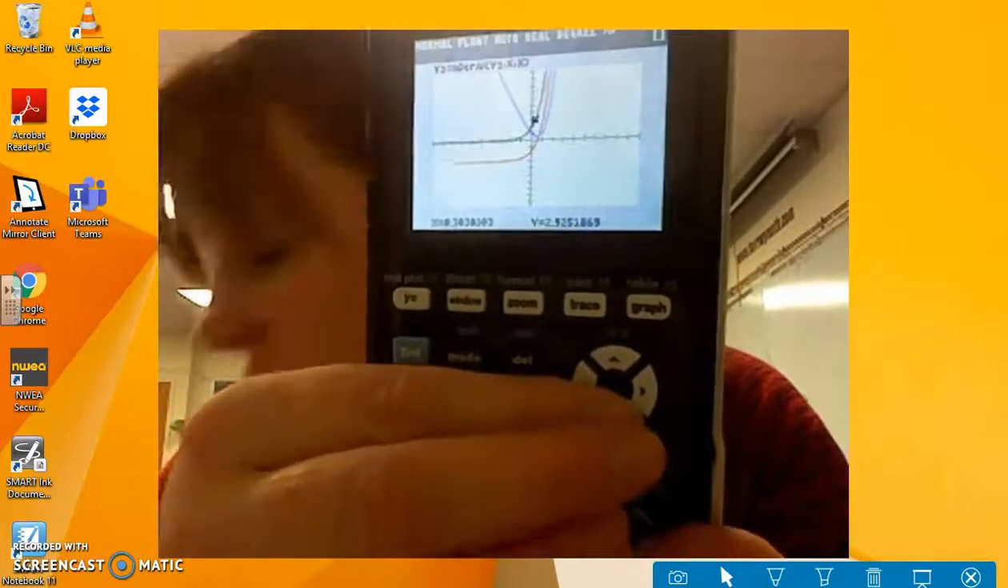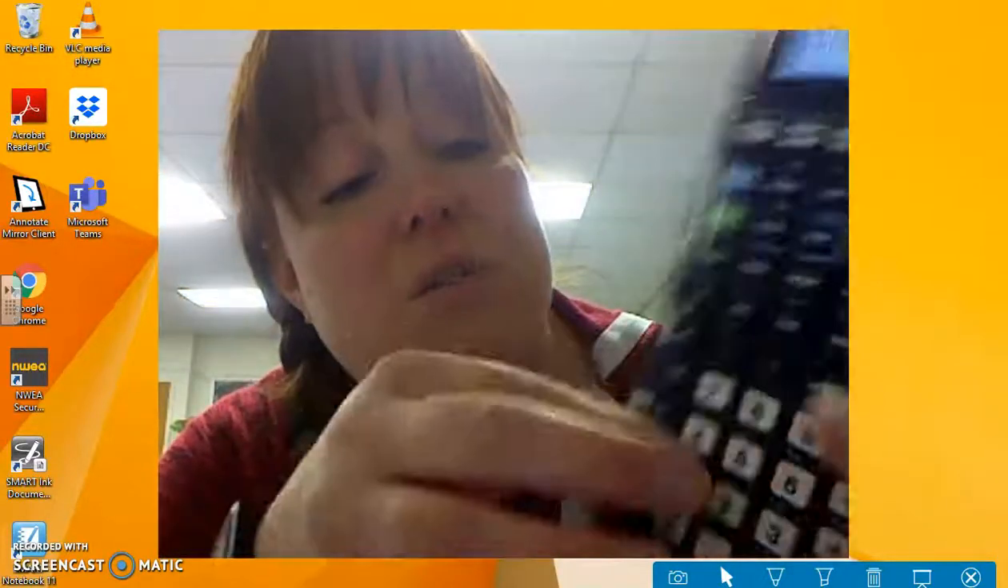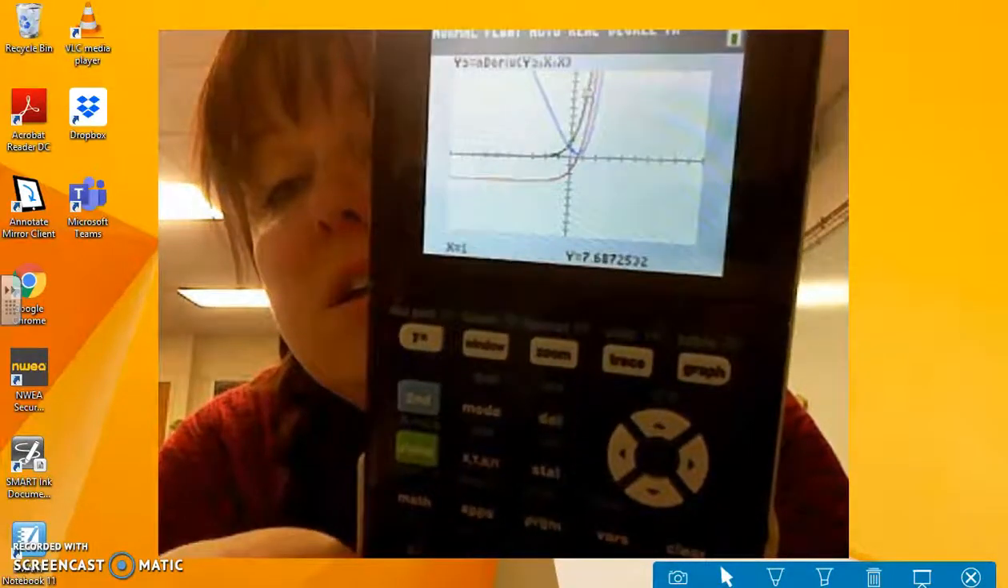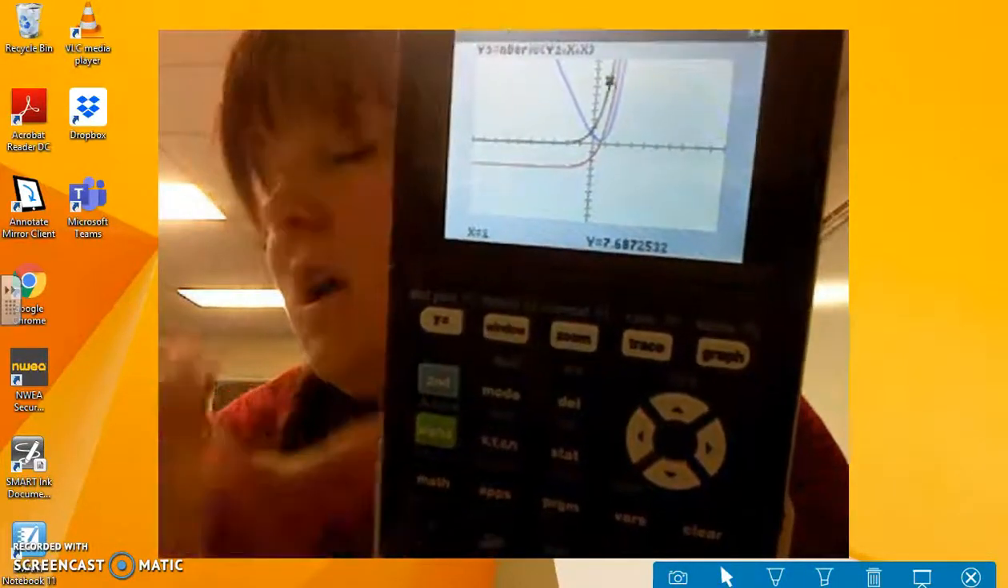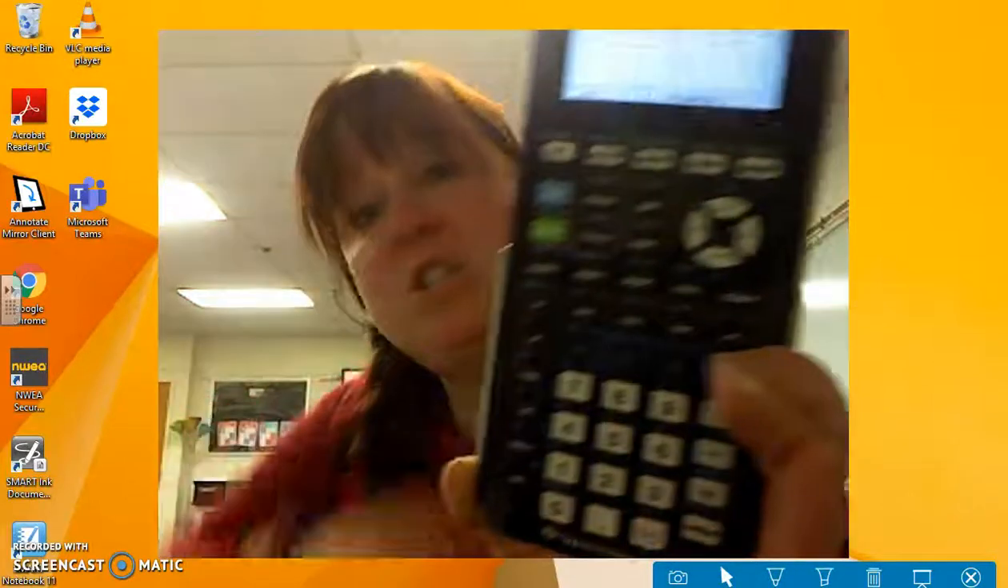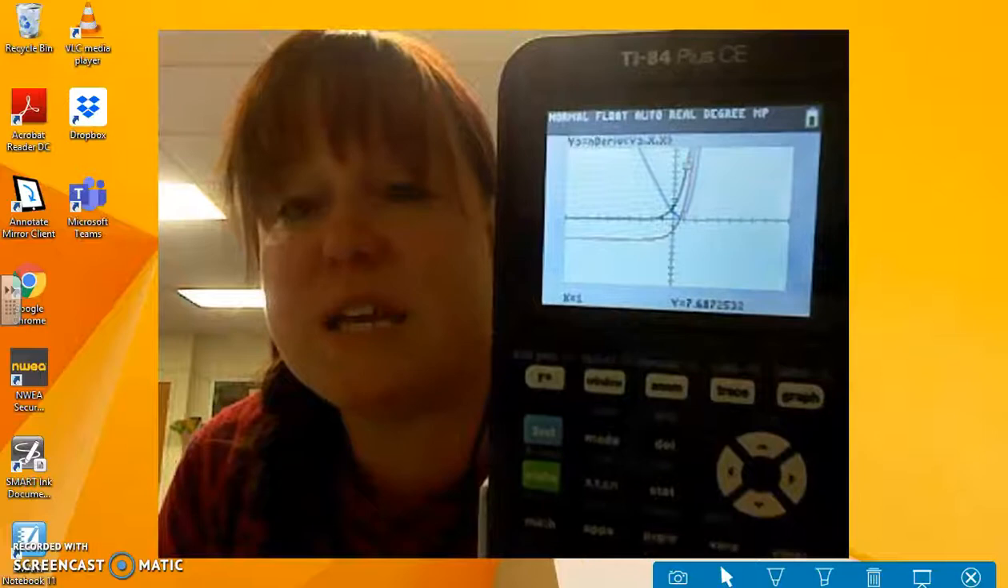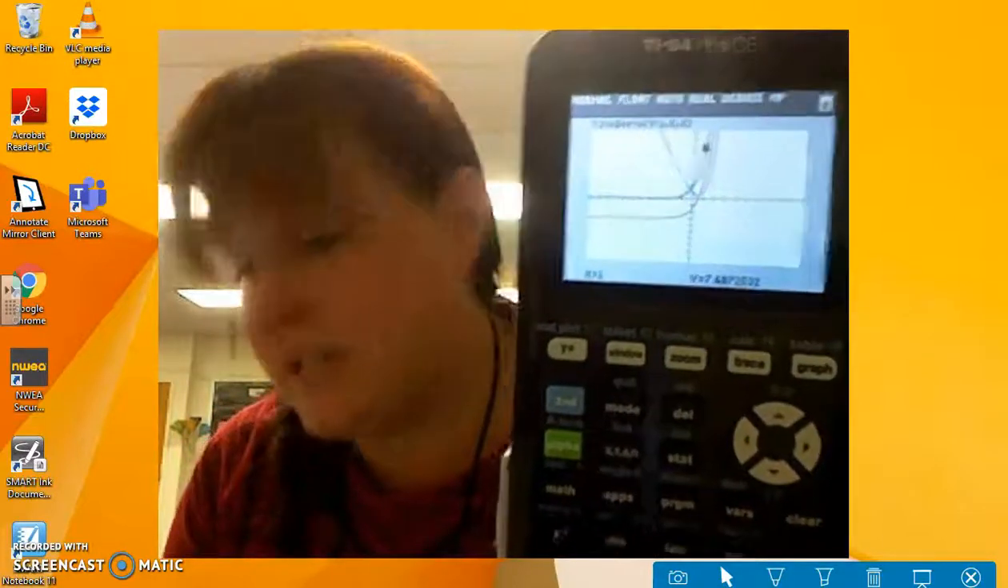Okay, we're on the black function, and we want the first or the second derivative at 1. So we're going to push 1, enter. And it is 7.687. Okay. So the second derivative at 1 is 7.687.